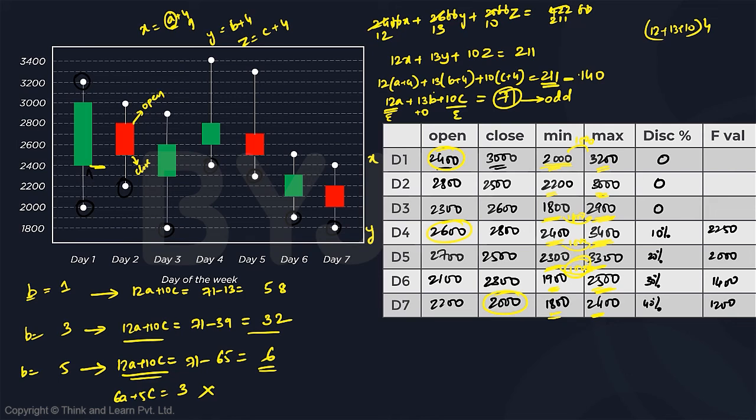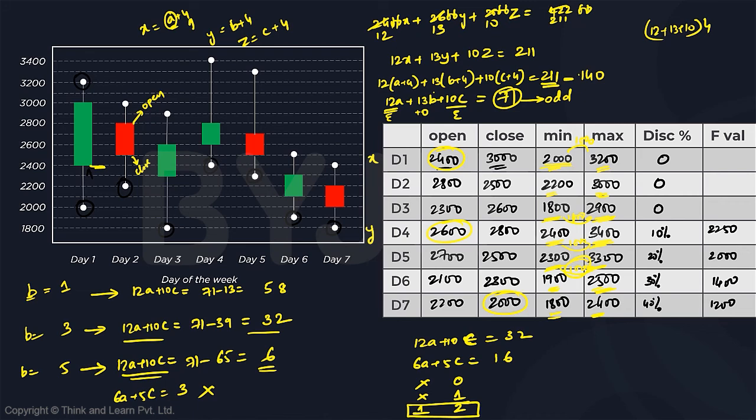So the second case, B equal to 3. This gives me 12A plus 10C equal to 32, or 6A plus 5C equal to 16. Now what could be the possibility? C equal to 0 is not possible. If C is 1, this is also not possible, because you will have 6A equal to 11, which is not possible. If C is 2, then A can be 1. This is the only possibility, because if C is 3, A is again not possible, and C greater than or equal to 4 will start making A negative.